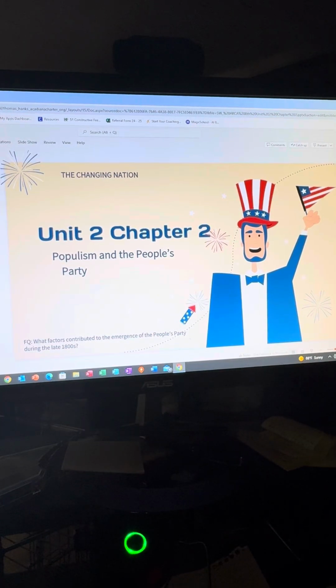This is our lesson for Monday, September 30th, almost done with the month of September. And in getting started, this is a brand new chapter in Unit 2. This is Unit 2, Chapter 2, Populism and the People's Party.